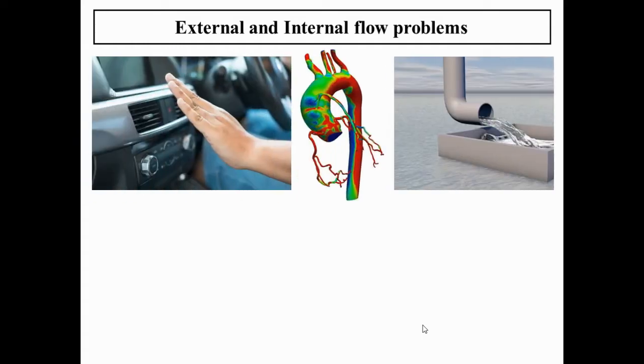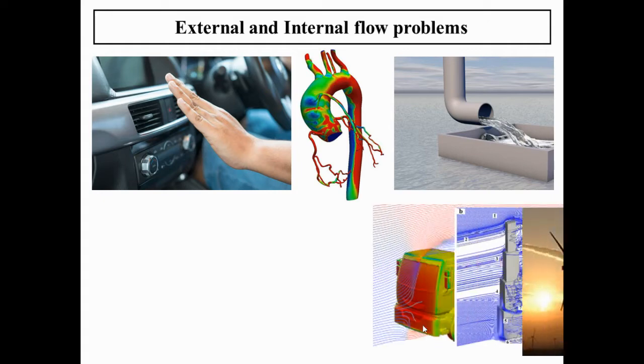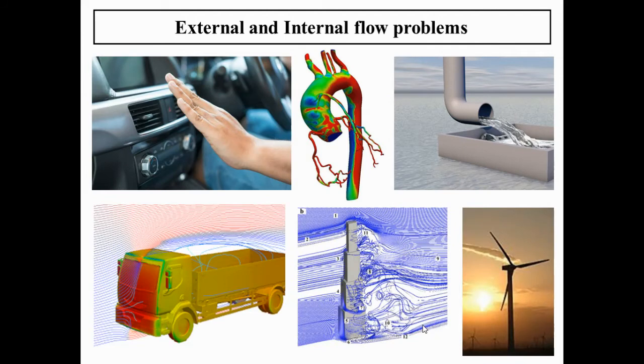First, we'll look into what is internal flow. When the flow is internal in nature and subjected to confined boundaries, we call those internal flow. For example, flow through an AC vent, blood flow in a blood vessel, and flow through pipes are internal in nature. And then what is external flow, where the whole structure is covered by the fluid.